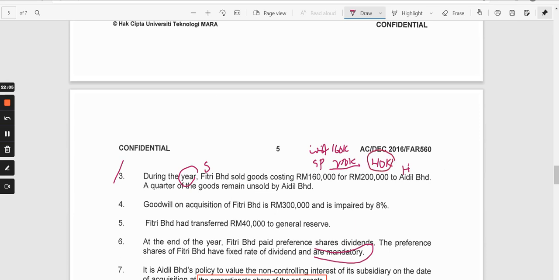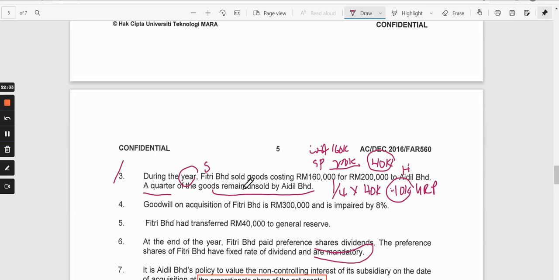And then you are informed that a quarter of the goods remain unsold by AIDIL. So the amount remaining unsold is a quarter. So you want to find out what is the unrealized profit. The unrealized profit will be a quarter of that profit, 40. So that will give you 10. This unrealized profit is incurred by the seller.